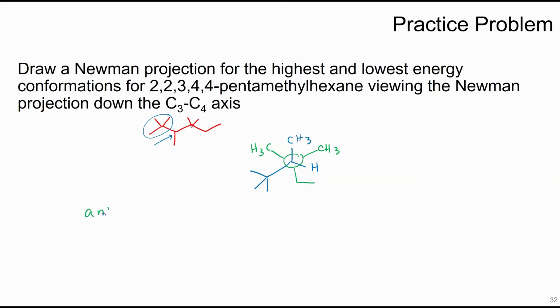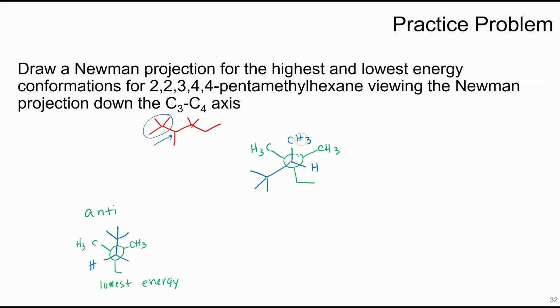The anti is going to have the largest groups opposite each other. And here the largest groups are the ethyl and the tert-butyl. So I'm just going to redraw with the tert-butyl on top. I'm just going to rotate everything a little bit. So I had tert-butyl, CH3, and then H. On the back carbon, I'll just leave the ethyl where it is. This is the anti-staggered, that's lowest in energy.